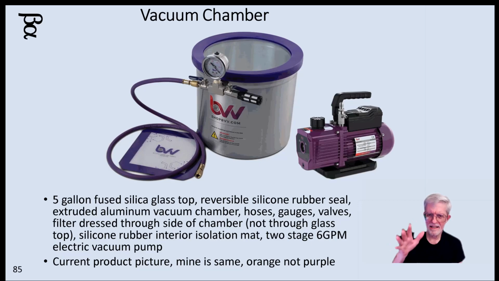It's the tank, the lid, the ring, the gauges, the valves, the hose, the mat that goes inside the tank, and over on the right you see a little 6 gallon per minute vacuum pump, and it's a 2-stage vacuum pump. It's electrically powered. That's your vacuum tank solution.